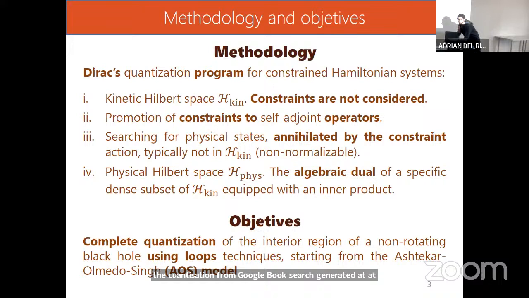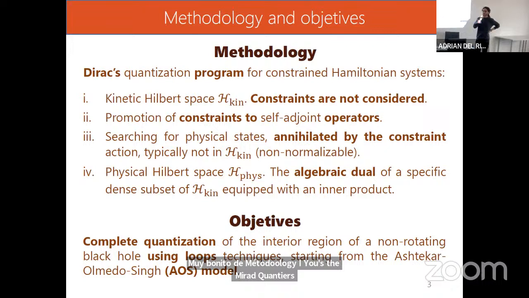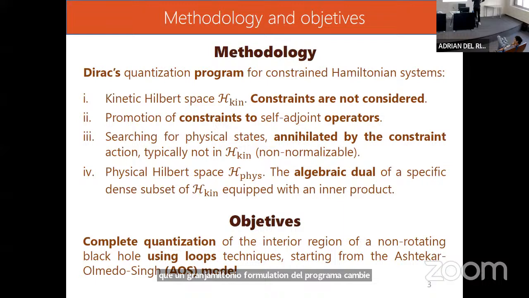Moving into the methodology, I use the Dirac quantization program for constrained Hamiltonian systems. Starting from a Hamiltonian formulation, this program can be divided into the following steps. First, the construction of the kinetic Hilbert space in which the constraints are not considered. Second, the promotion of the constraint to self-adjoint operators. Third, the search of the physical states, which are the ones annihilated by the constraint action. Typically, these states do not belong to the kinetic Hilbert space because they are not normalizable. And the last step is to find a habitat for physical states, namely the physical Hilbert space. To do it, I will consider the algebraic dual, a specific tensor set of the kinetic Hilbert space equipped with an adequate inner product. So with this in mind, the objectives of this presentation are clear.